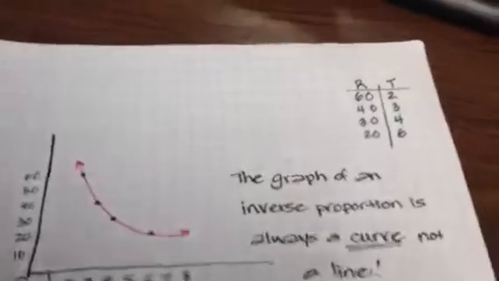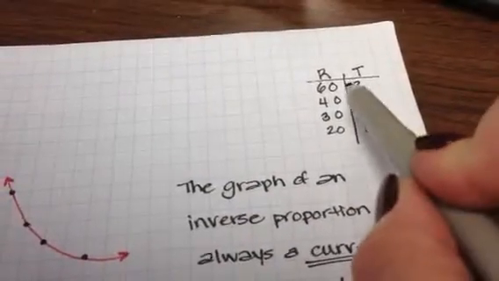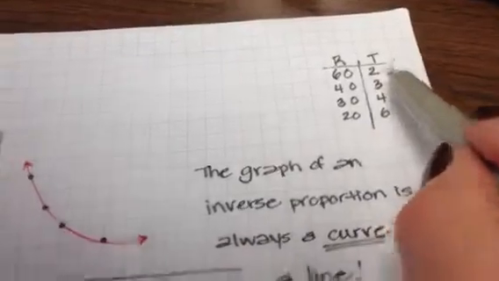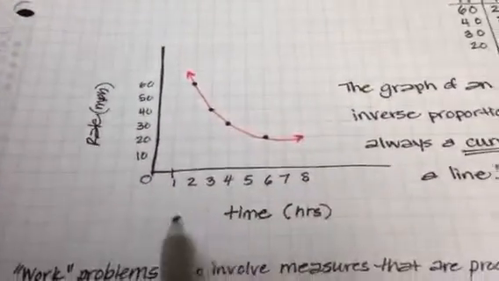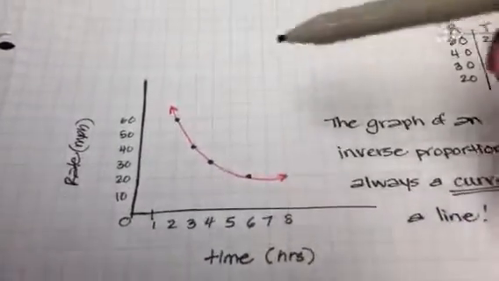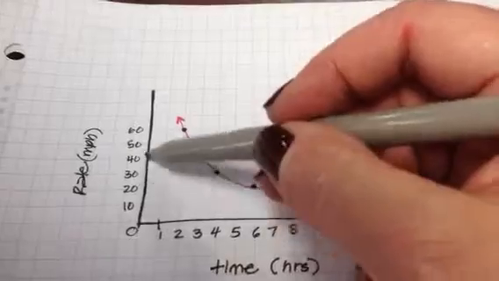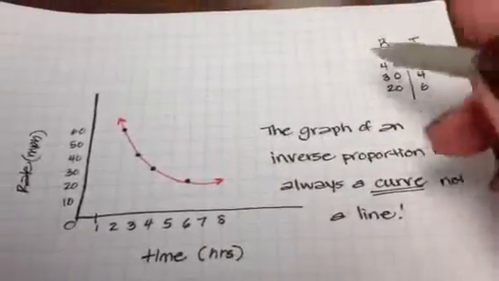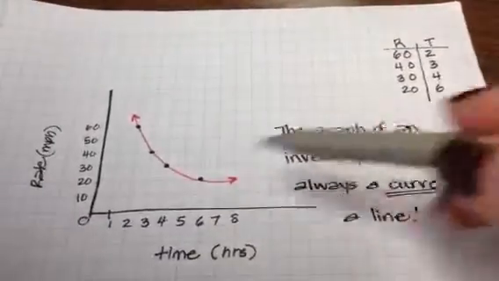Easy peasy lemon squeezy. Remember, here's our proportion here. Here's our coordinate points, right? All right, so I have rate, miles per hour, and I have time, my hours. And to make this all fit, I went by tens, right? So 0, 10, 20, 30, 40, 50, 60.